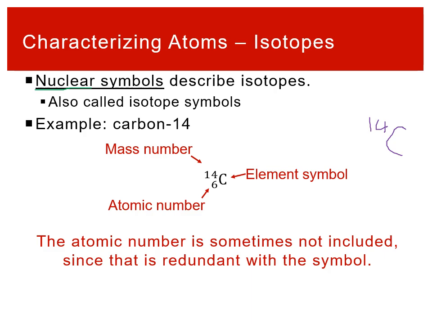And remember the charge, when we did the charge previously talking about ions, that went up here, right? So we can think of these different quadrants, these different locations where we put numbers relative to the symbol, as having particular meanings. And so we always do want to include them on those particular sides.